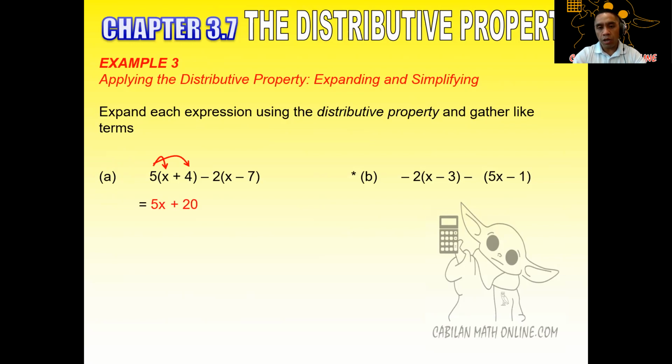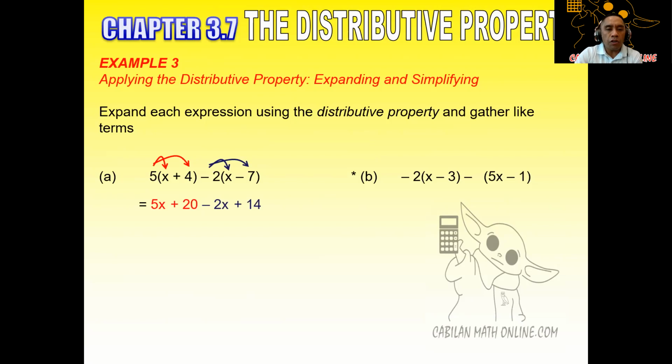So the next thing we're going to do is distribute the negative 2 to the x and the negative 2 to the negative 7. And don't forget, be a little bit more careful when you multiply the negative 2 to the negative 7, because since you're multiplying two negative numbers, your resulting answer there will be positive. So what we wind up getting here will be negative 2x plus 14.